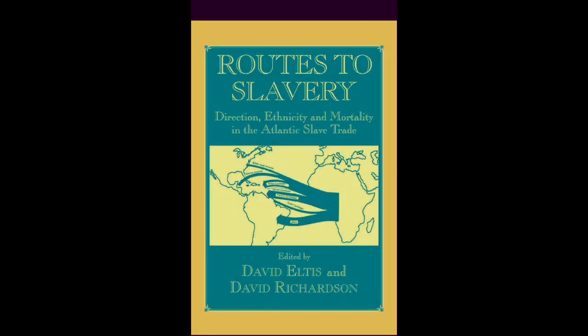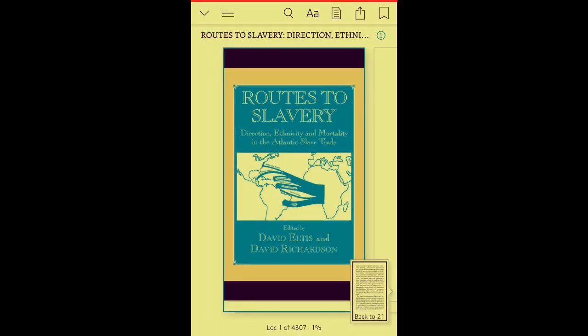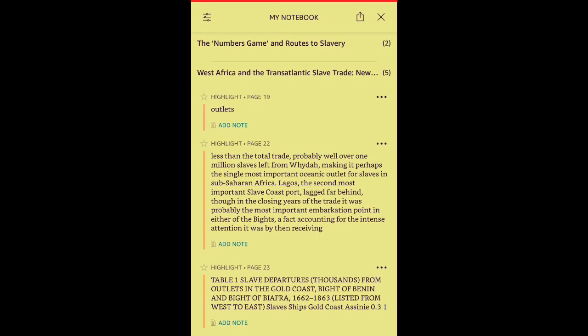This book is called The Roots of Slavery: Direction, Ethnicity, and Morality in the Atlantic Slave Trade, edited by David Ellis and David Richardson. There are a lot of documents in this book that pertain to the slave trade, as far as the forts, where to get the documents, the primaries, and the new research on it, etc. But being that we're talking about Whydah, we want to go to my bookmarks.